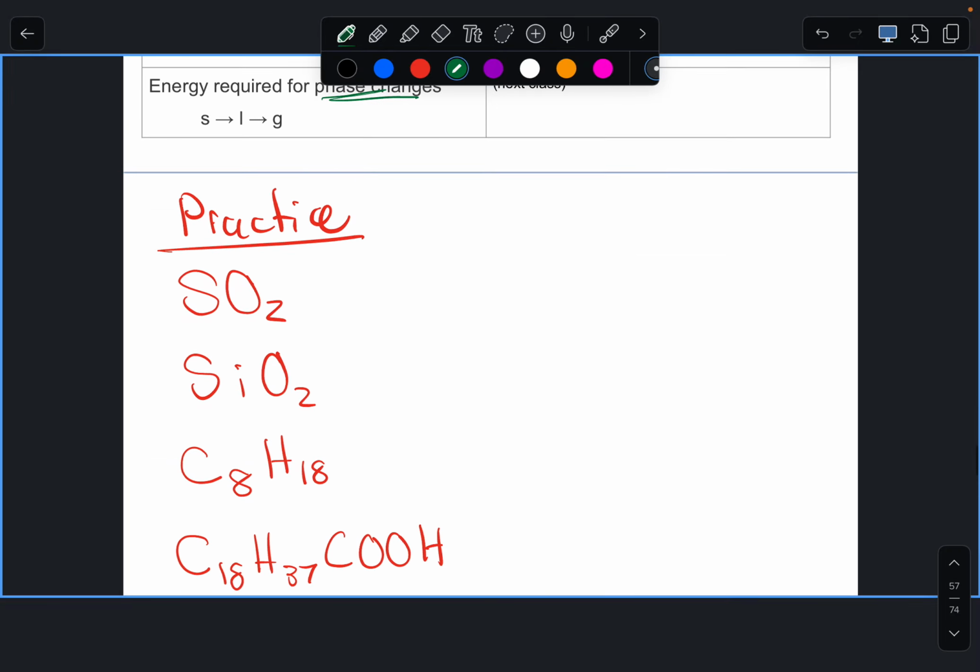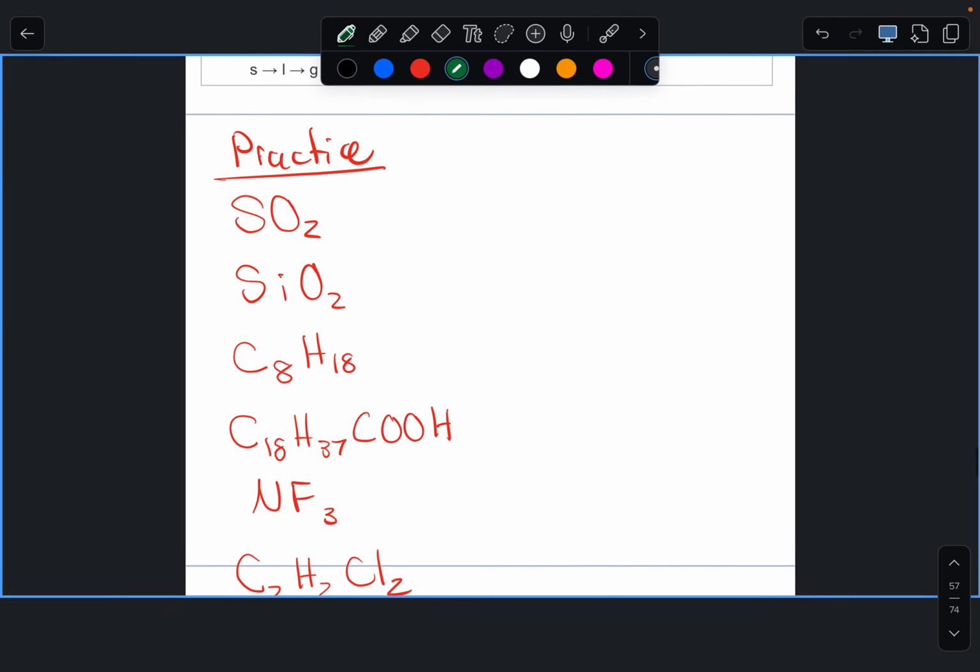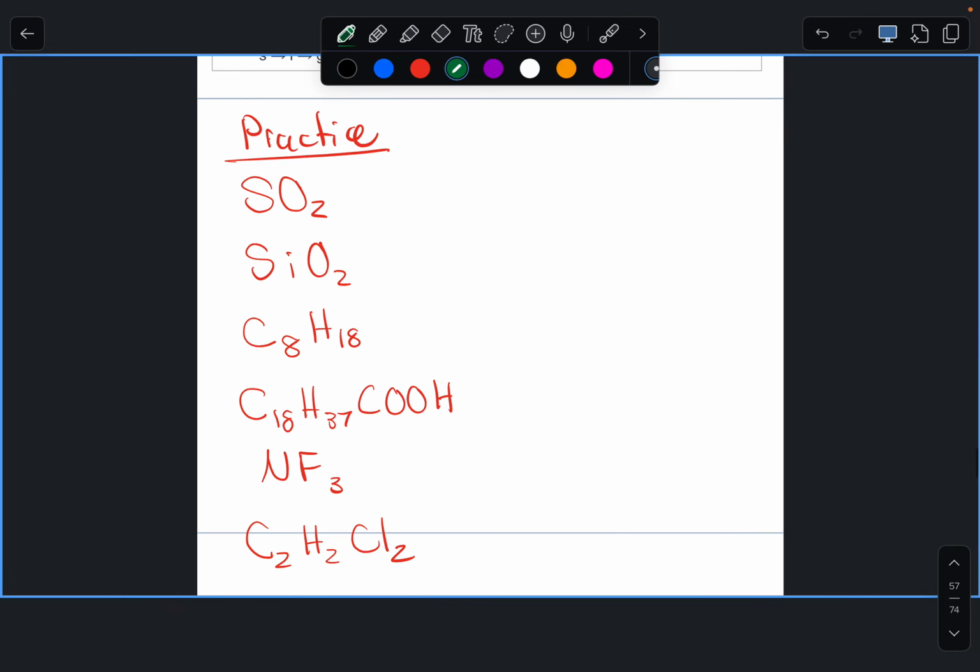So kind of just wrapping up, making sure we're good with categorizing the forces and everything. Let's just finish with this last practice set of molecules. And I want you to, again, indicate the dominant intermolecular force in each of these. Okay? So you may have to draw Lewis structures, maybe not. We'll see.